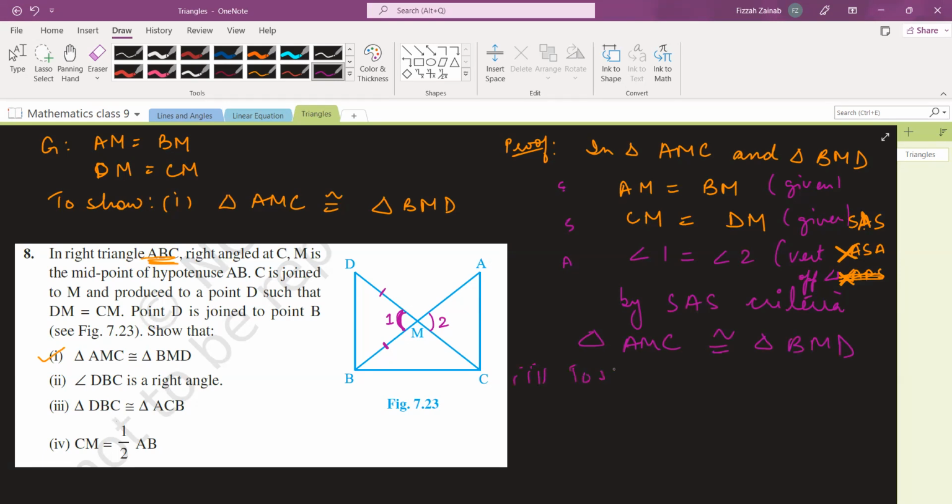Okay. Now second part. So you have to show that angle DBC, where is DBC? That means this angle, right? Is a right angle. Okay, you have to show this. Okay, how will we do this?